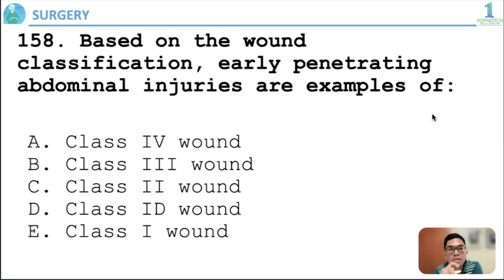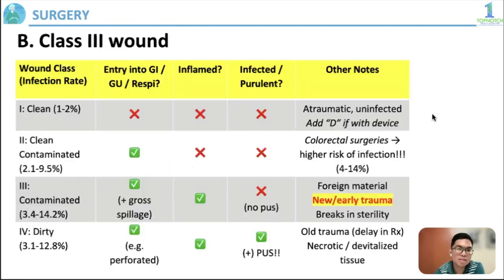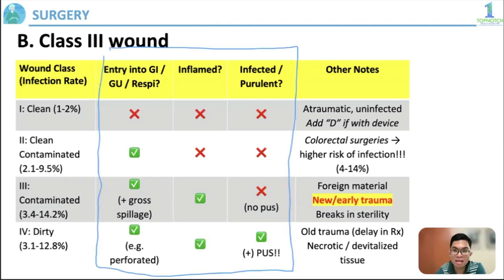Sige, last 3 questions. So, an early penetrating abdominal injury is a class 3 wound. Okay? So this is again from your handout. Tapos I just simplified it. So let's focus first on the progression of these findings. So for atraumatic and uninfected surgeries where you only expect skin microflora, so walang innate na microflora sa surgical wound, that's a class 1 or clean surgery. Tapos you add the suffix letter D, so parang 1D if you leave a device. So for example, if you leave a prosthetic mesh sa hernia surgery or a prosthetic valve.